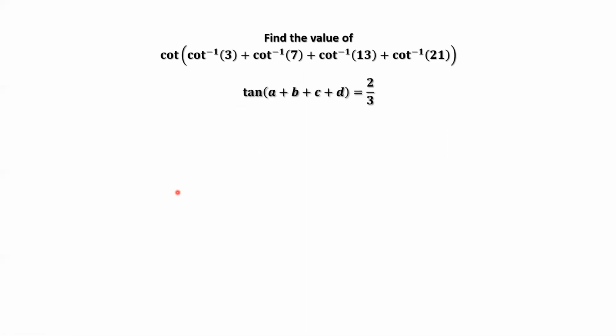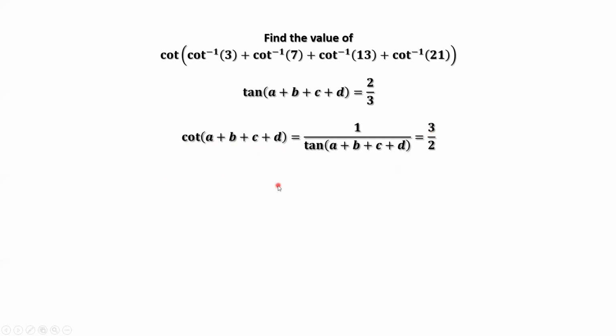The question is to find the cotangent. Cotangent equals 1 over tangent. Then we have cotangent of A plus B plus C plus D equals 3 over 2.